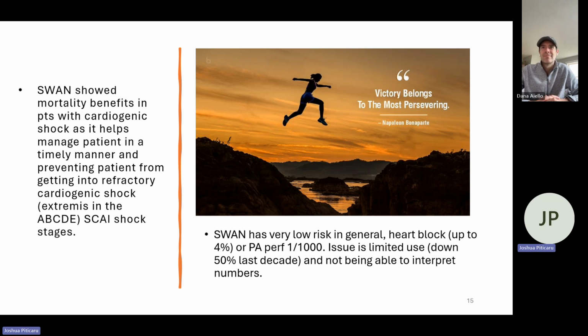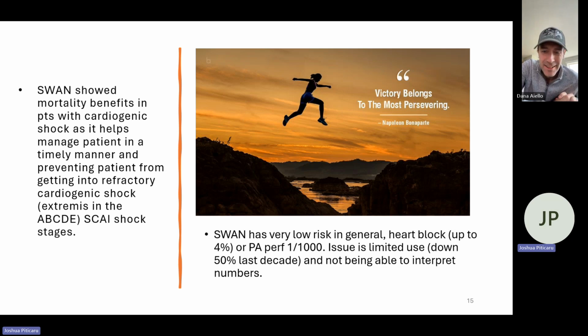Now, the SWAN showed mortality benefits in patients with cardiogenic shock. There's a lot of articles regarding a SWAN, and it did show a mortality difference with the shock. It helps manage patients in a timely manner and prevents patients from getting into refractory cardiogenic shock. We call it extremis in the ABCDE, Society of Cardiac Angiography, something shock stages, right? So we're going to talk about that next.